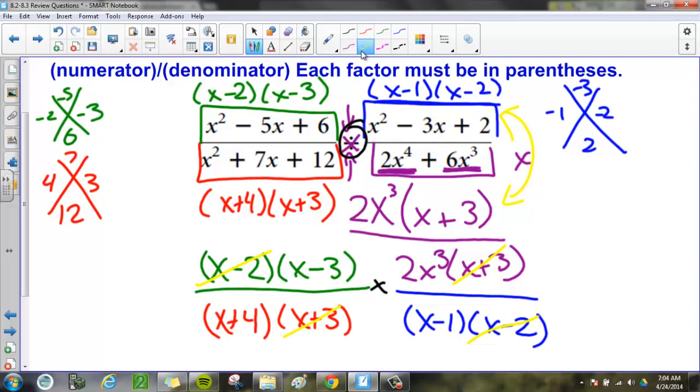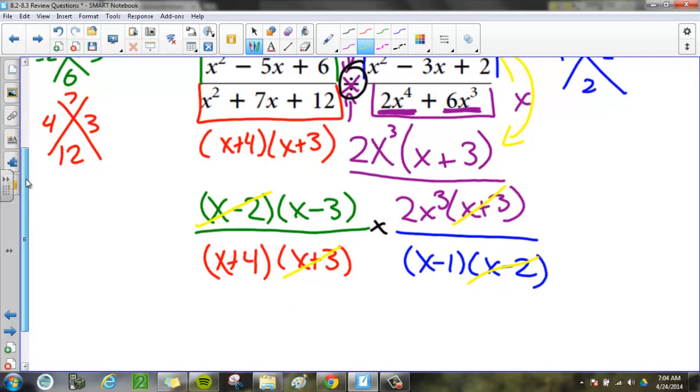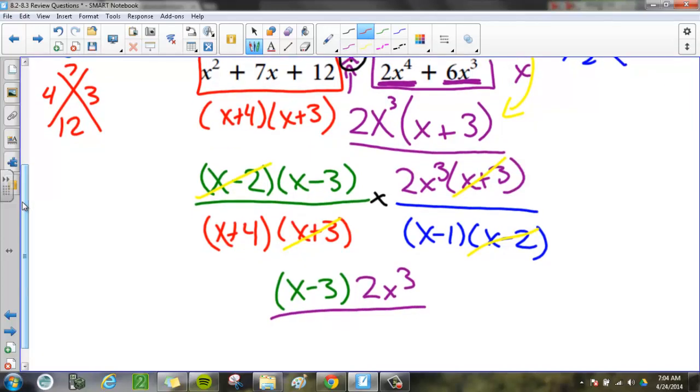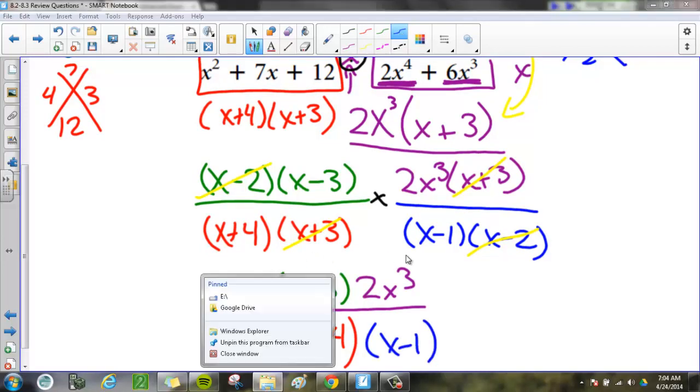I don't see anything else to cancel. My x minus 3, x minus... No, I think that's it. So if we were to finalize and write this thing, on top I have my x minus 3 times my 2x to the third. That's all divided by x plus 4 times x minus 1. There you go. There's your final solution for this one.